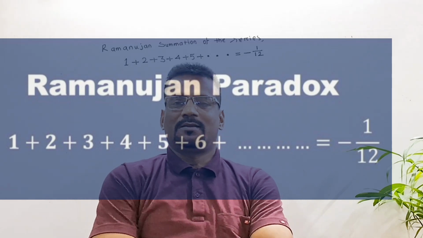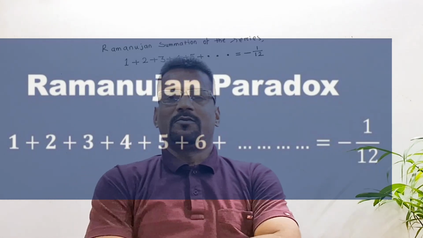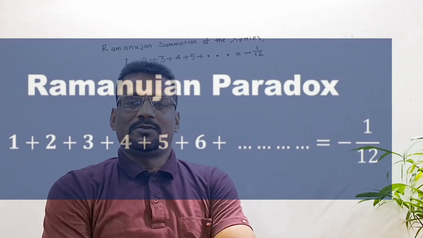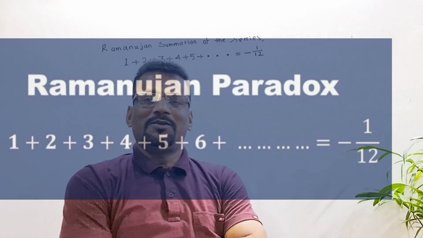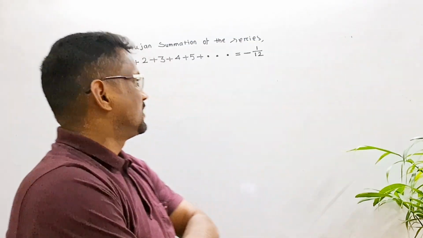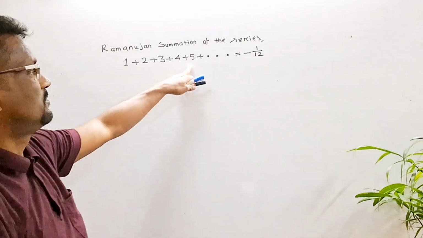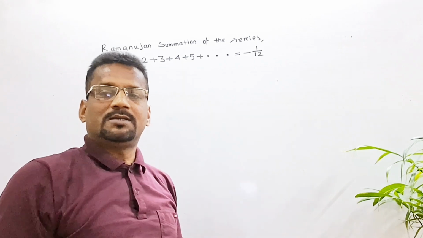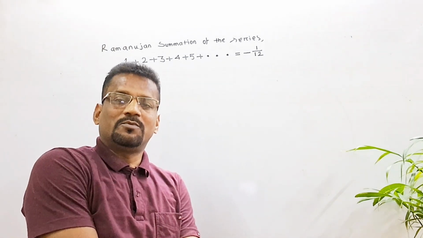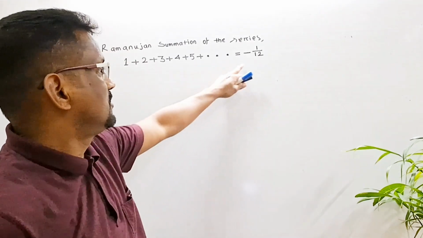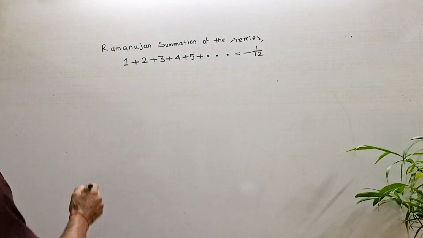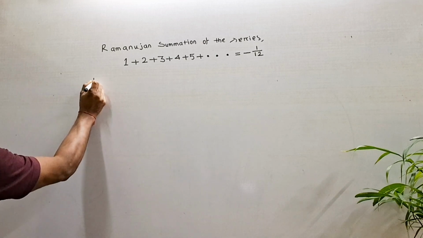We are going to see the Ramanujan summation of series, where he proved that the sum of all the natural numbers is negative 1 by 12. Practically, this is not possible, because 1, 2, 3, 4 and so on, that is, the series 1 plus 2 plus 3 plus 4 plus 5 and so on, is a divergent series. But we will see how he proved that the sum of all this is negative 1 by 12. So let us start here.